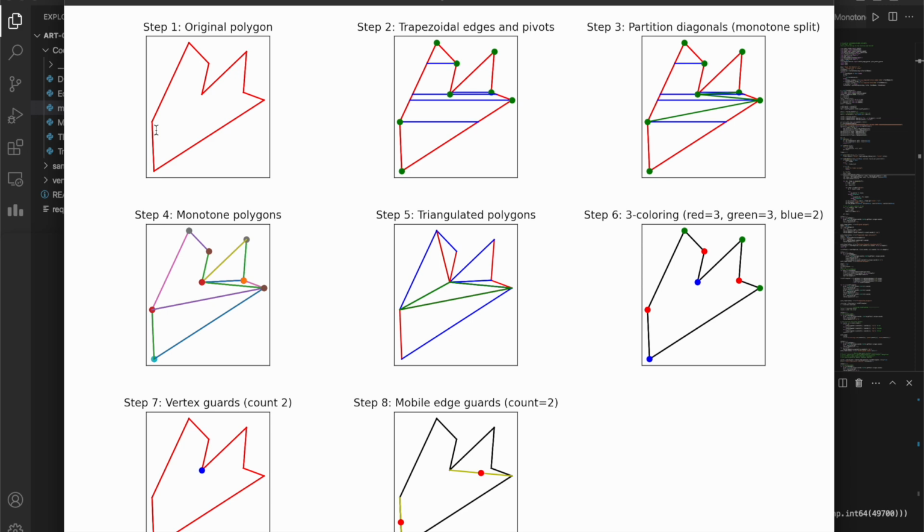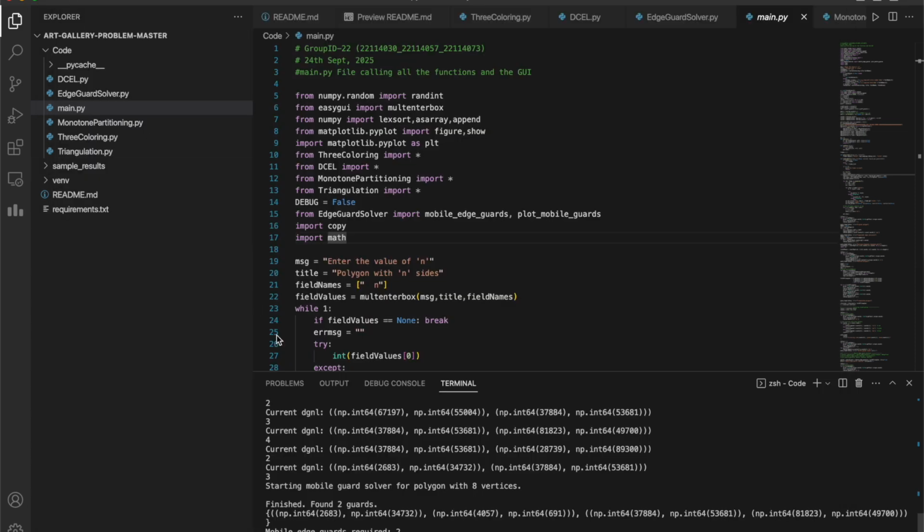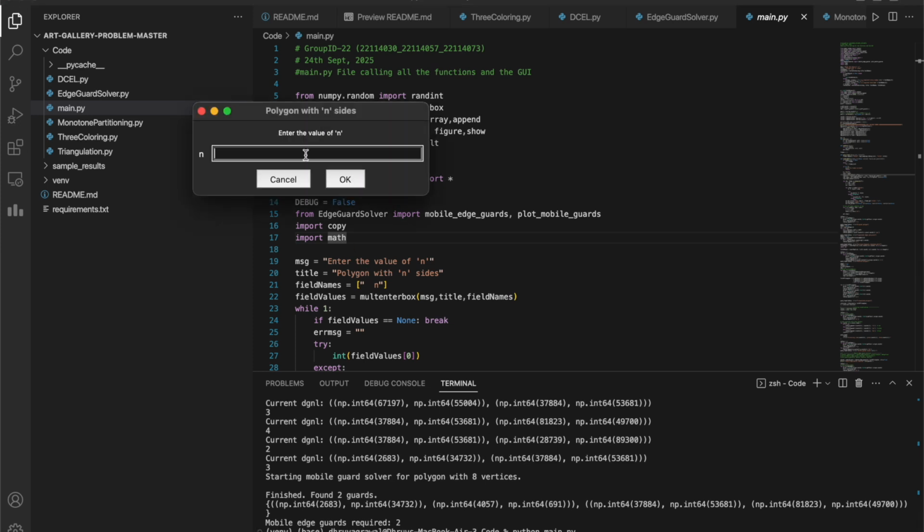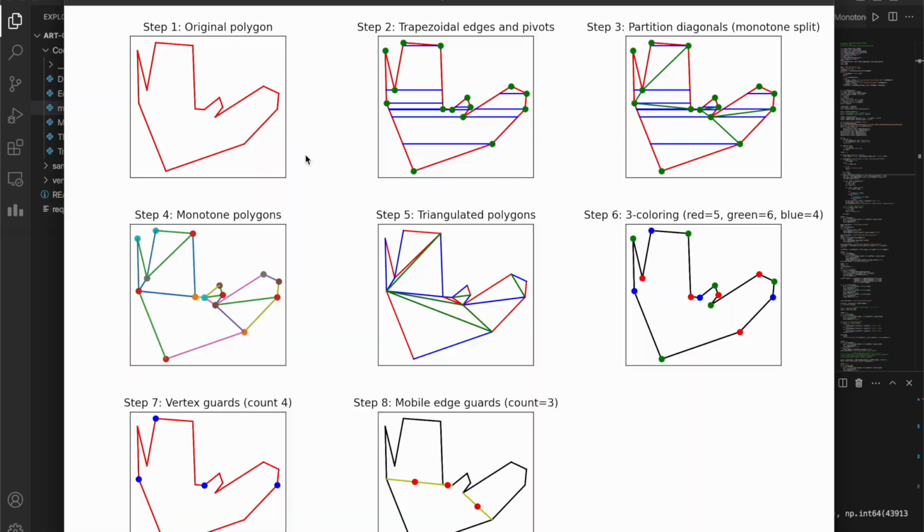Just to show scalability, let's quickly run for some more values of n and analyze their outputs as well. Previously we had taken 8, now let's take 15. Now we have taken 15, and again the same steps have been generated. This is the polygon, then the trapezoidal boundaries, then diagonals are introduced, then monotone polygons, then they are triangulated, then three coloring, then vertex guards, then mobile guards.